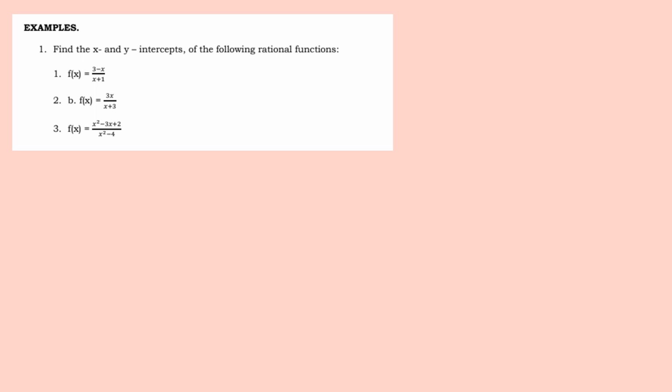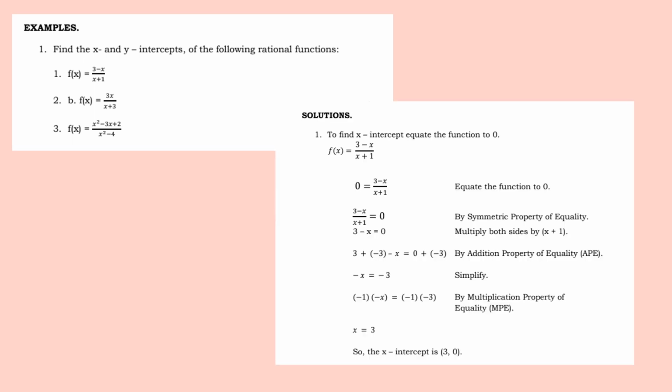Find the x and y-intercept of the following rational functions. So the first given is f of x is equal to 3 minus x all over x plus 1. The second given is f of x is equal to 3x all over x plus 3. And the third given is f of x is equal to x squared minus 3x plus 2 all over x squared minus 4. So first, let us solve number 1, the first given.